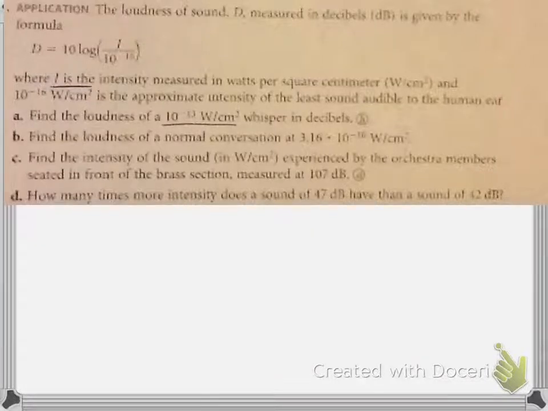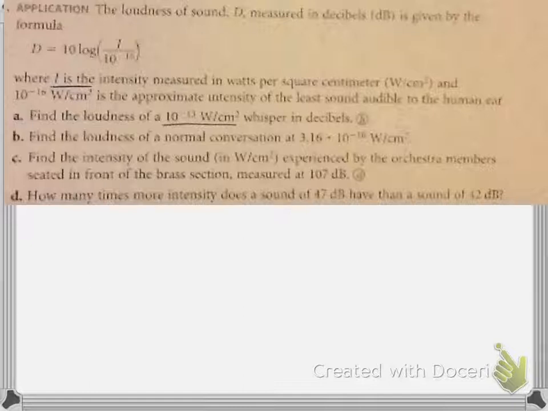Hello again, last one. Number 5, the loudness of sound D, measured in decibels, dB, is given by the formula, there it is, where I is the intensity measured in watts per square centimeter, and I sub 0, 10 to the negative 16, is the approximate intensity of the least sound audible to the human ear. So pretty much A, B, C, and D, they're just asking us to use the equation that's given, plug in some different numbers, and solve.